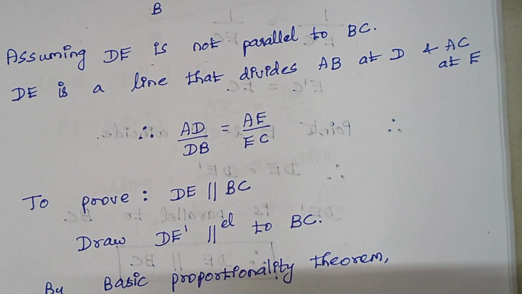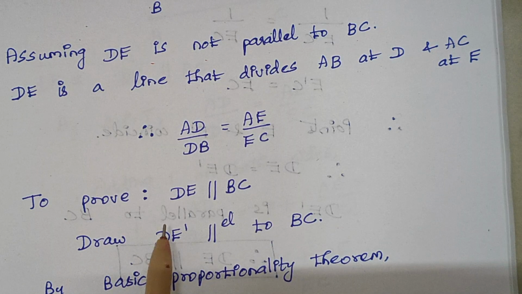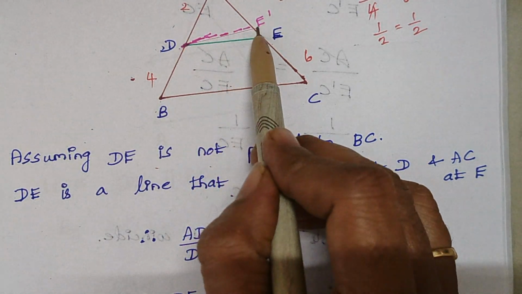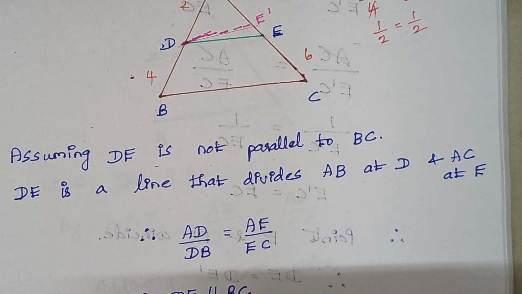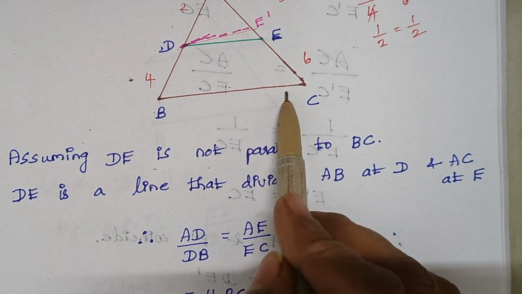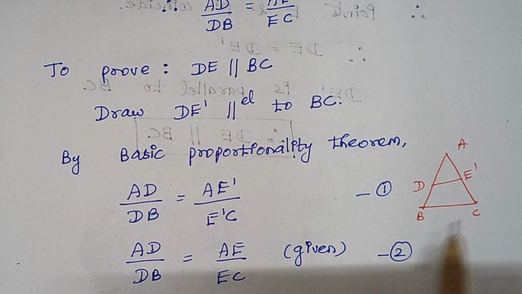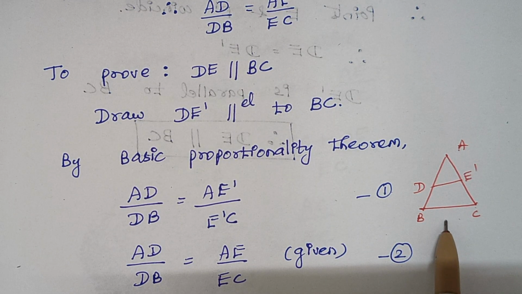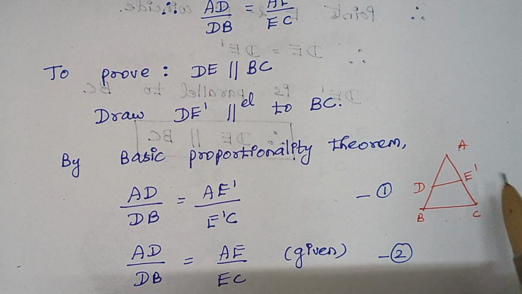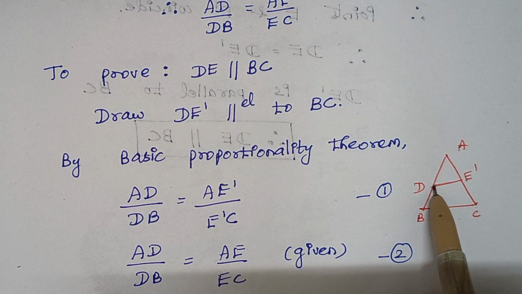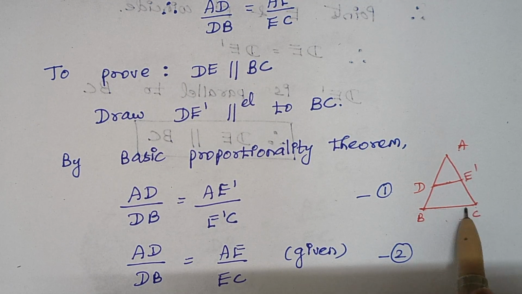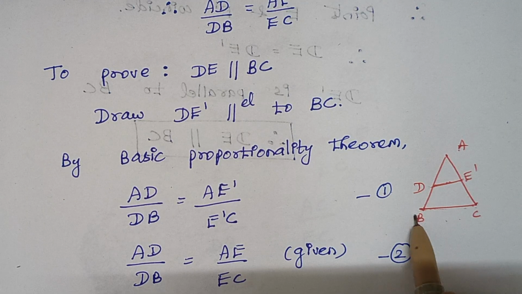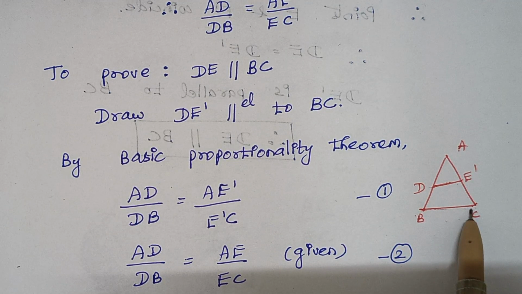So in order to prove that, you see here I am drawing an additional line from the point D, and the line is DE dash. You see, this is the line DE dash that is drawn from the point D, right? And this DE dash is parallel to BC. Now here I am going to apply my basic proportionality theorem, right? So when you apply this, when one line is parallel to one side of the triangle, then the ratio of the other two sides are equal, right? So AD by DB is equal to AE dash by E dash C, right?